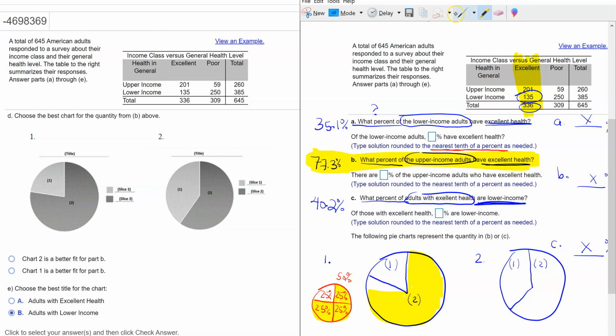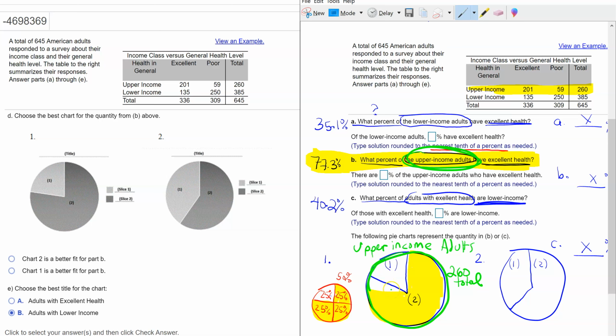The title is always going to refer to your whole, your reference. Who are you referencing? We were referencing upper income adults only. So my title is going to be upper income adults. Everyone in this circle, how many upper income adults were there? Let's come back over here and just look at upper income adults. There were 260 people total in the circle.